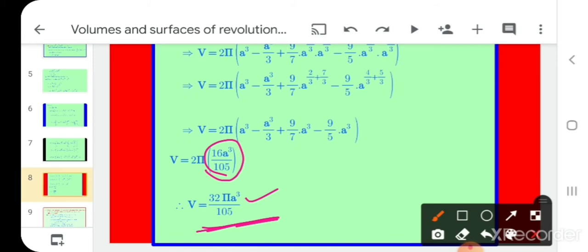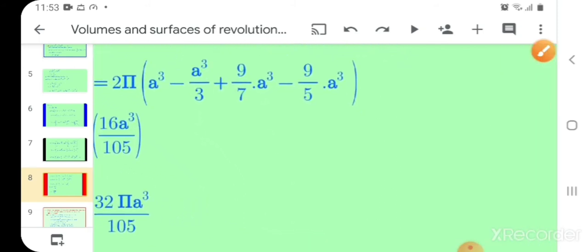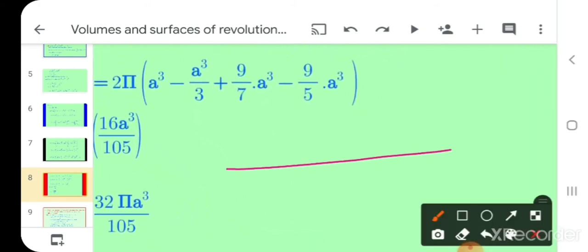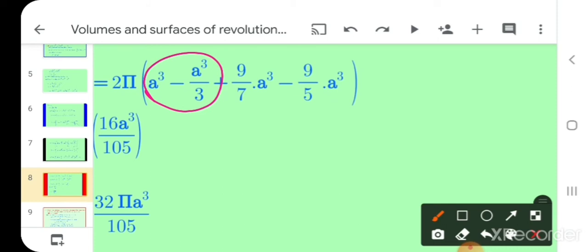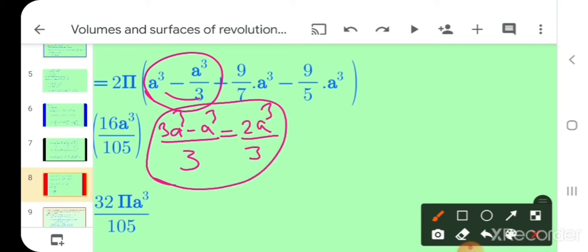Okay, see here. We simplify again here. What is the LCM here? If you find it difficult, first we add two terms, next we add the other two. First I am going to add these two terms. What is the LCM here? 3 into a is 3a cube minus a cube. That means what do we get here? 2a cube by 3. This is the first part.